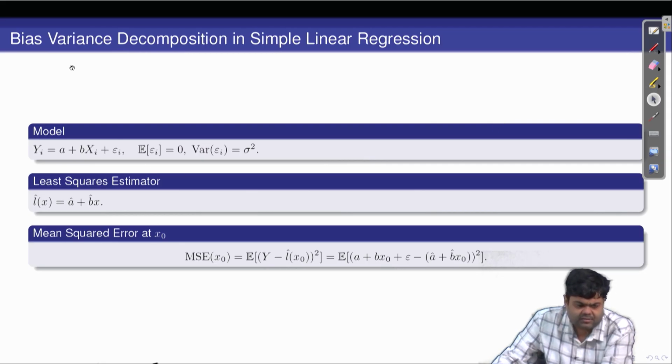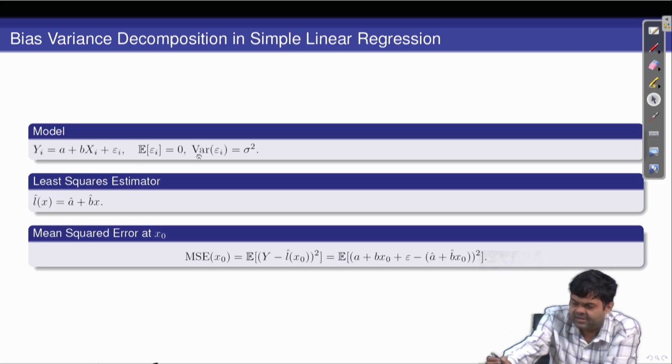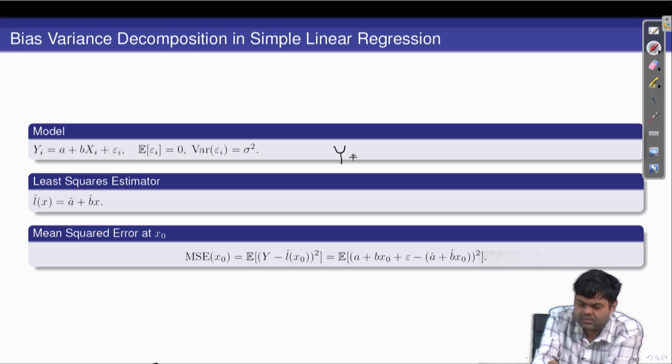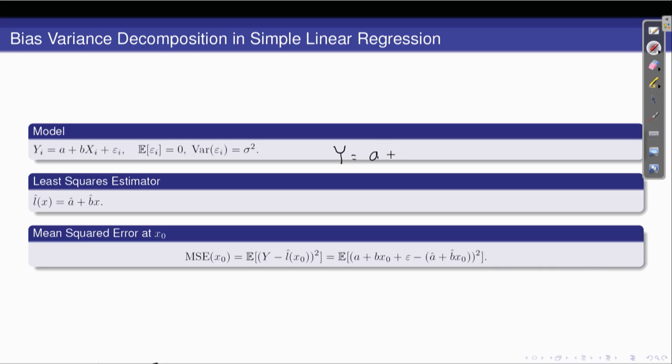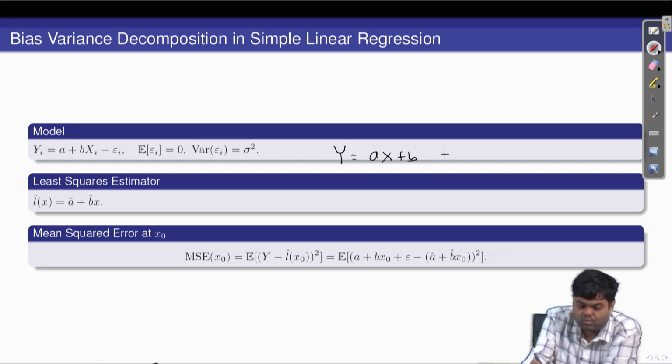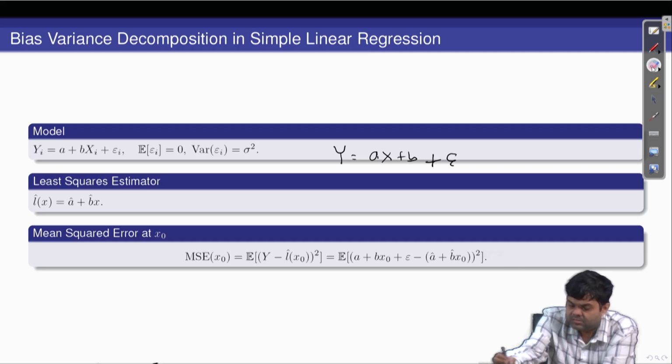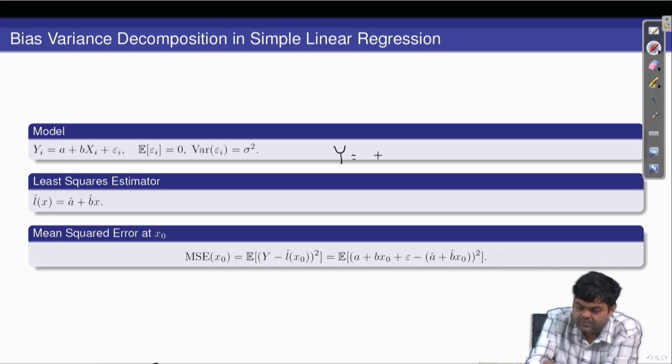So, in the linear regression case, the model was basically your data points y_i's were a plus b x_i's, and these epsilons each had variance sigma square. So, the model was y equal to ax plus b plus epsilon, where epsilon followed some distribution. So, epsilon need not be normal.